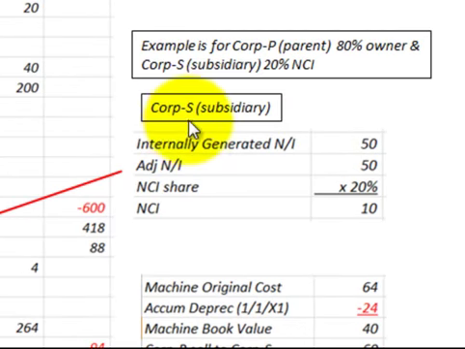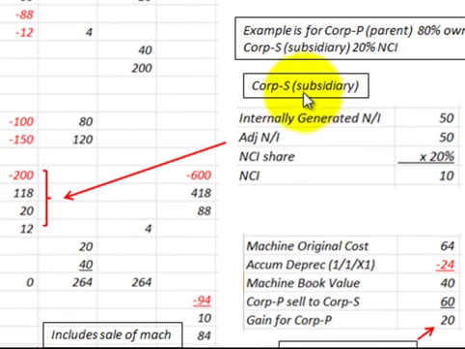Okay, let's look at how we determine our income distribution. For example, Corporation P, the parent, is an 80% owner, and Corporation S, the subsidiary, has a 20% non-controlling interest. First looking at Corporation S, the subsidiary, they had an internally generated income of $50,000, no adjustments, so the adjusted net income is $50,000. They get 20% of that $50,000, and that would give them a non-controlling interest income of $10,000.